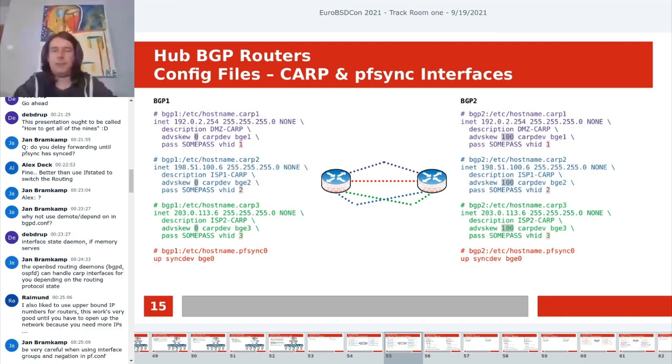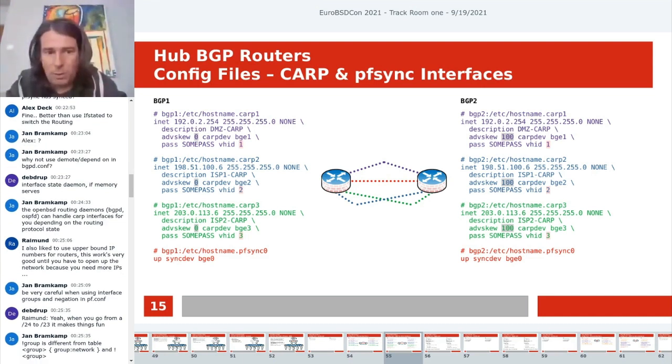Okay, as for CARP interfaces, I put them with dotted lines, so they are a bit different from physical ones. And I also highlighted with a gray highlighter the difference between BGP1 and BGP2, and you see that they are almost identical, except for the value of ADV skew, which dictates which of the two CARP members is going to be designated master and which will be backup. The one with higher ADV skew will be backup.